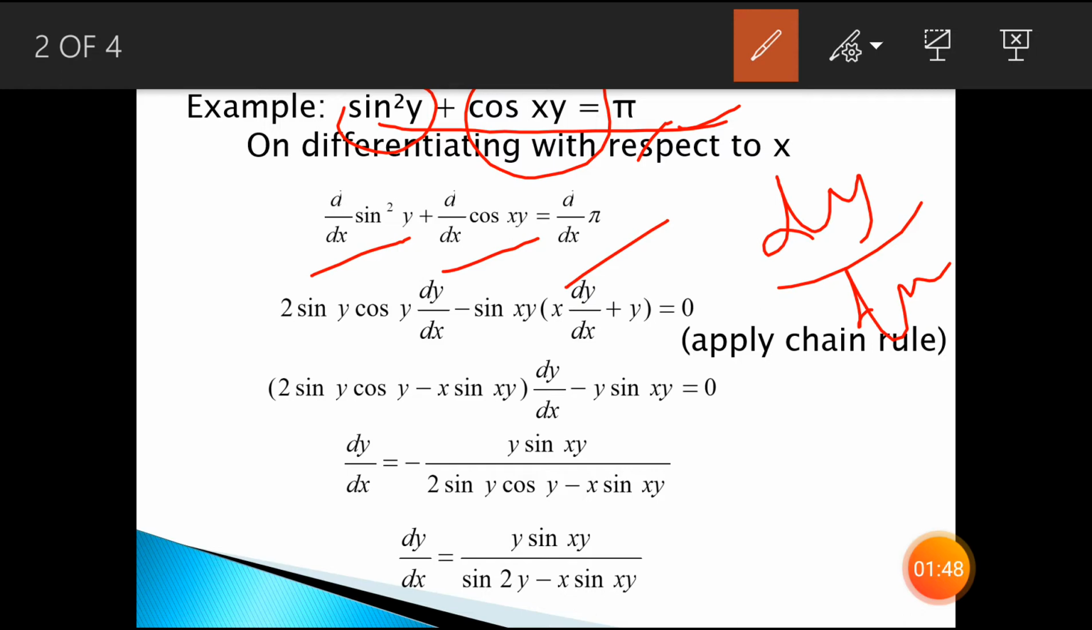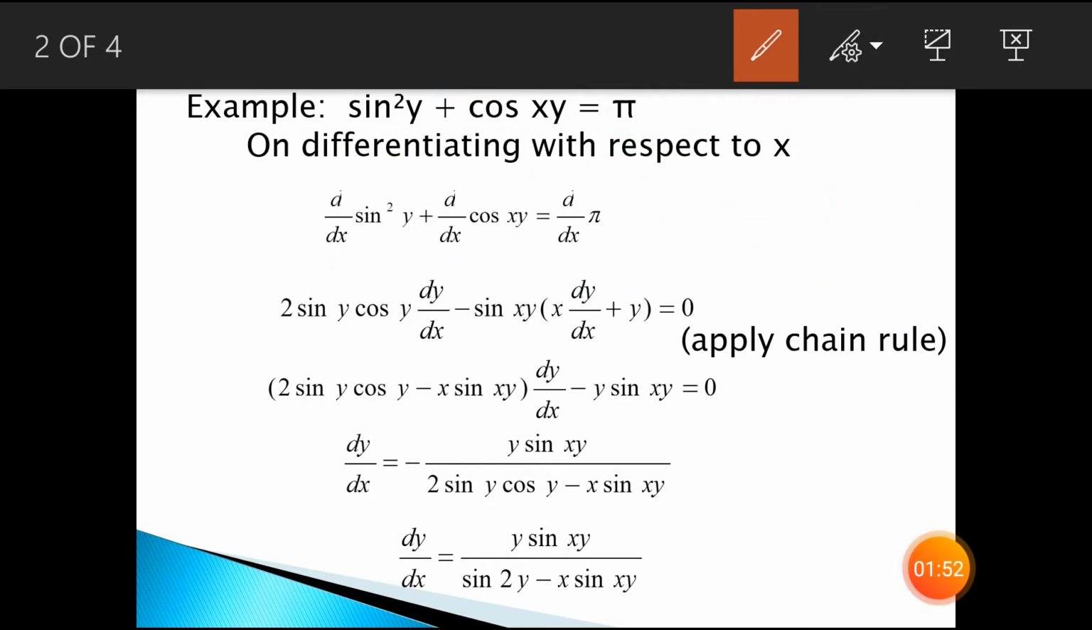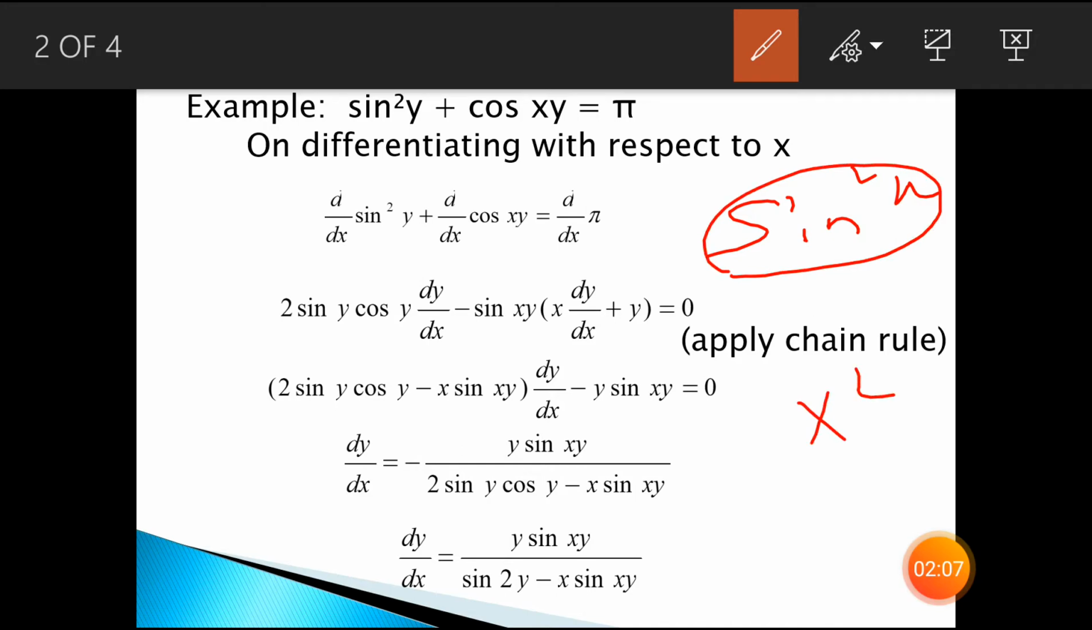Now sin square y, how will you solve it? Just pay attention a little. Sin square y, just treat it like sin square x. How will you solve sin square x? If you want to solve sin square x, then first of all, you just think that it is x square. X square, how will you differentiate? That will be 2x with respect to x. Now in place of x, what is there? Sin. So we are going to write 2 sin x.